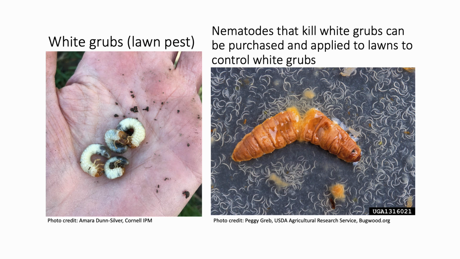Our next example is the control of white grubs in a lawn. You can purchase nematodes that kill white grubs and apply them to your lawn in the late summer or early fall each year to kill young white grubs in the lawn. Is this classical, augmentative, or conservation biocontrol?